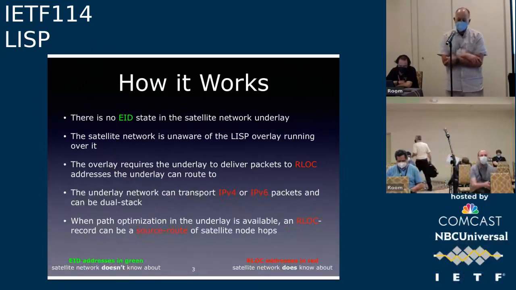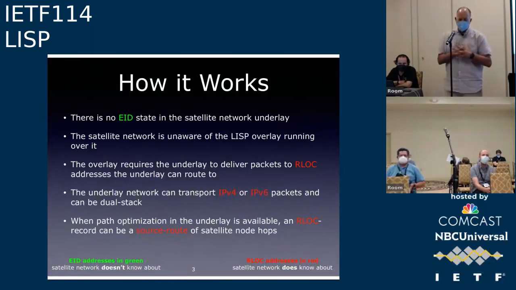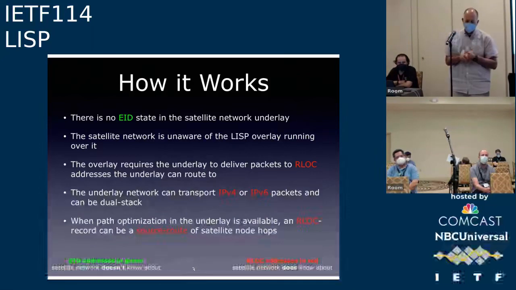The overlay requires the underlay to deliver packets to RLOC addresses, and the underlay can route to them. The assumption is that when an ITR prepends a packet and uses the outer destination address, the underlay can forward that packet, and that's what we call a routing locator or RLOC. The underlay network can transport IPv4 and IPv6 packets and can be dual stack, just like it can on the terrestrial network.